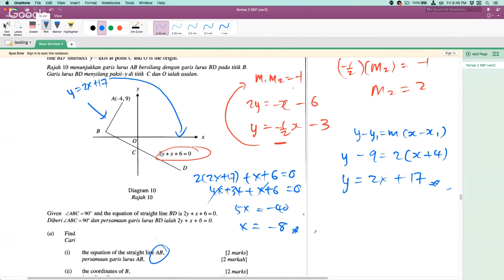x equals -8, and then we have to find the y. So y equals 2 times -8 plus 17. So y will equal 1. Therefore, coordinate B is equal to -8 and 1. Is my answer correct? Because I did this question just now, it doesn't seem like this answer. Do I make any mistake here?